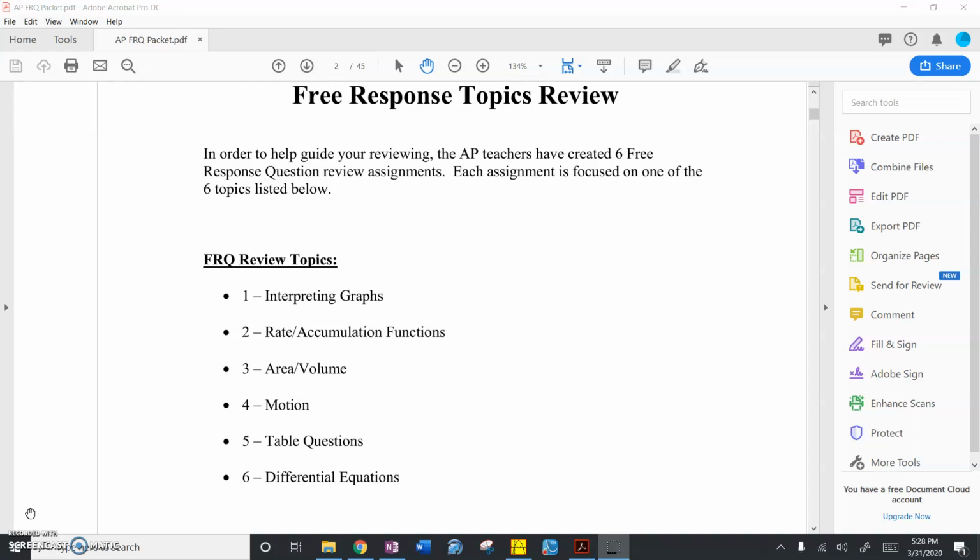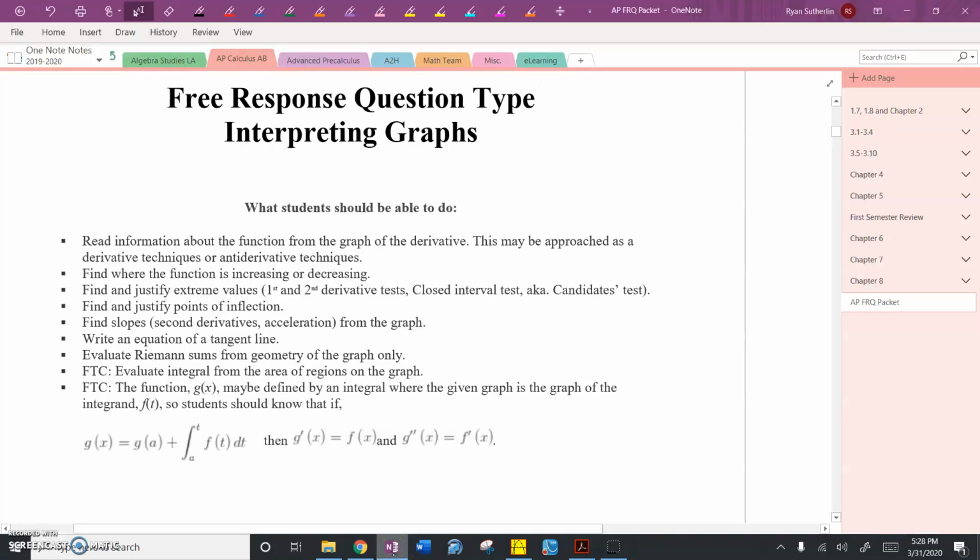This time we are going to go to the front of the packet and look at topic 1, interpreting graphs. So if you could find your green packets, or if you have printed them out, let's take a look at first the bullet point list on topic 1. As you read through this, the two main things that you're going to do in these problems are these last bullet points.